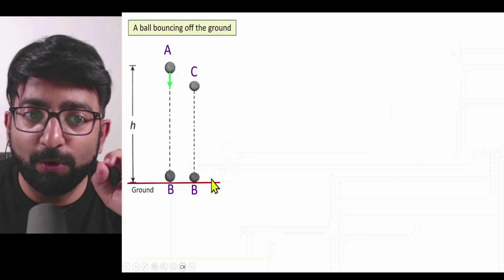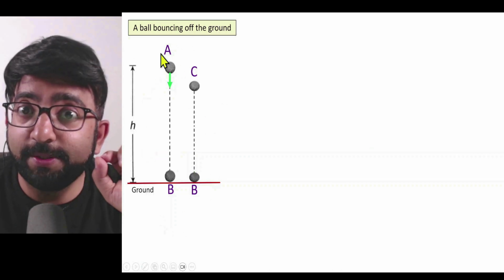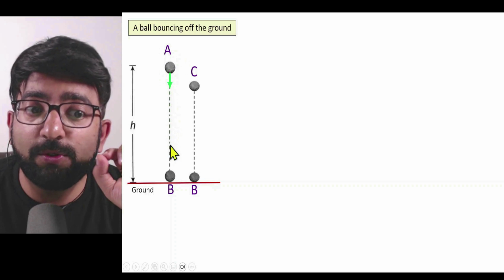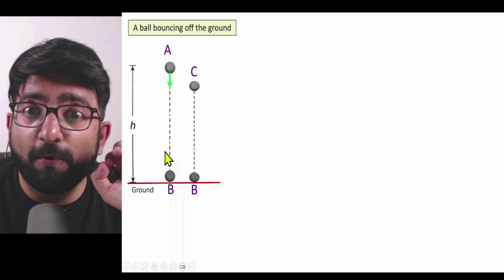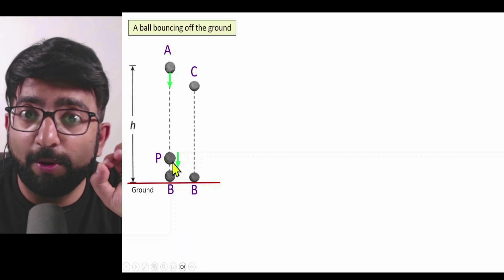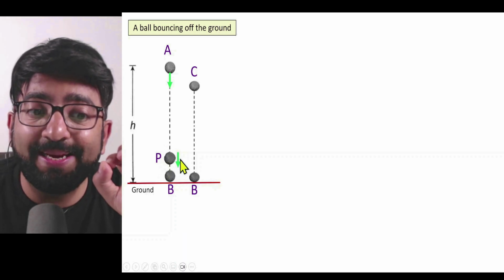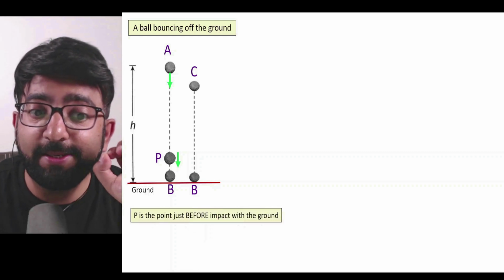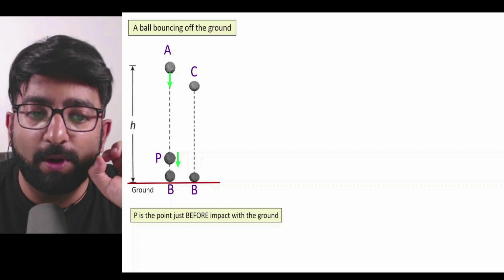How do we do that? Look at the same diagram. The ball was released from rest at the point A. It falls towards the ground. It is going to speed up, but just before hitting the ground, let us draw the position of the ball. Let's say the ball is at point P when it is just about to hit the ground. So P is the point just before impact with the ground.